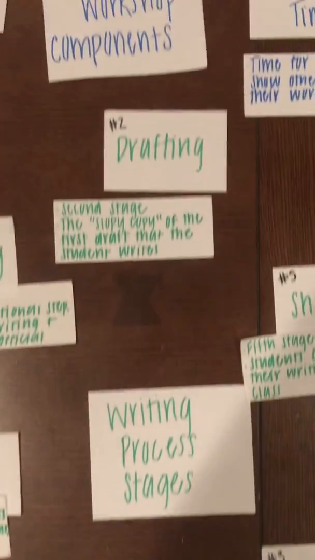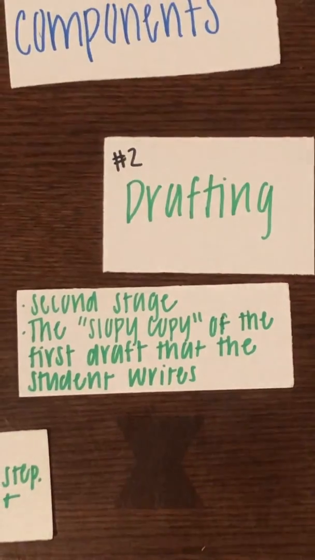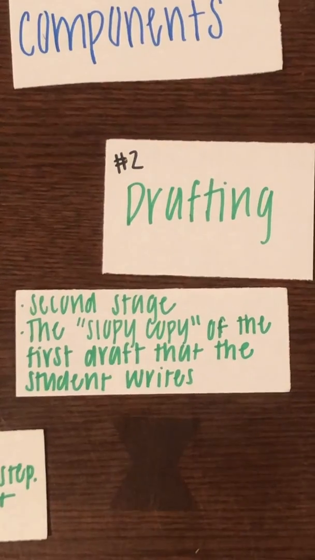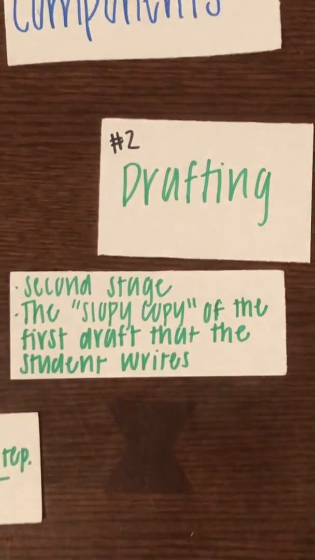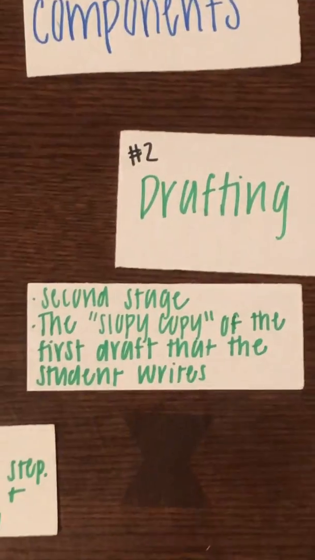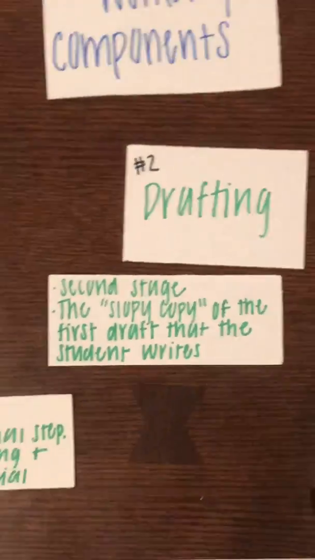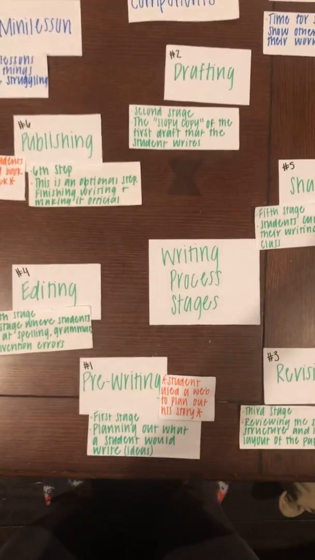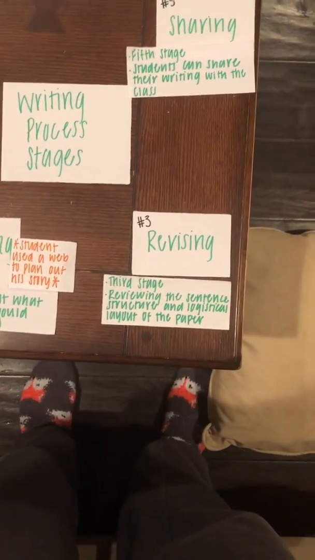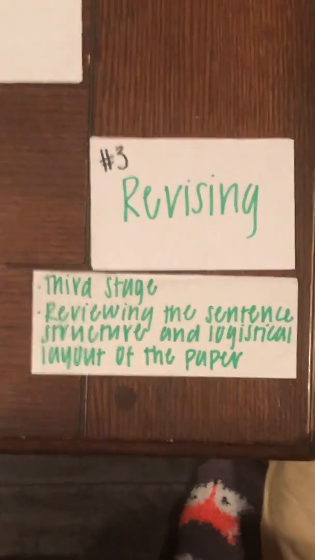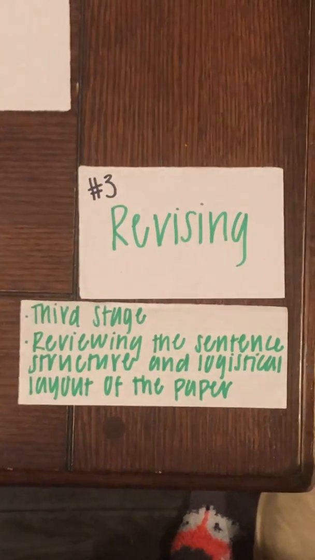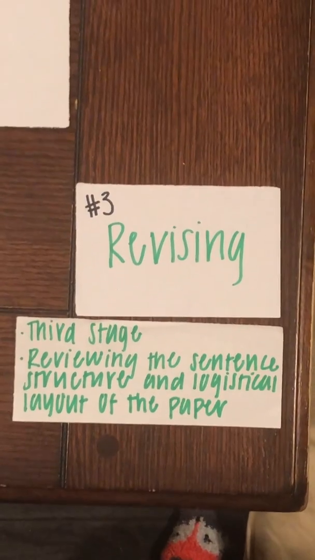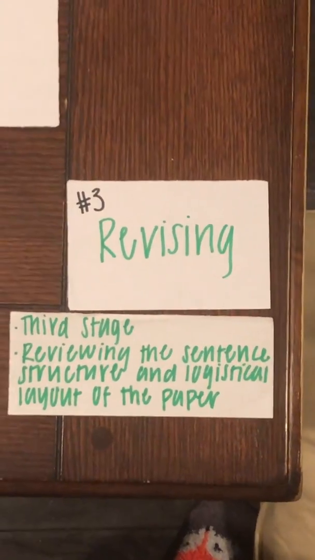The second stage is called drafting. This is the sloppy copy, which is the first draft that the student writes. The third stage is called revising. This is when the student or writer is reviewing the sentence structure and logistical layout of the paper.